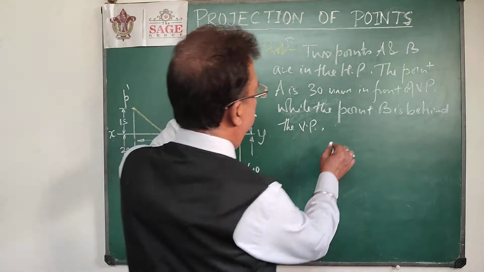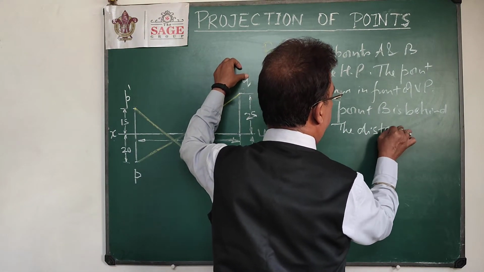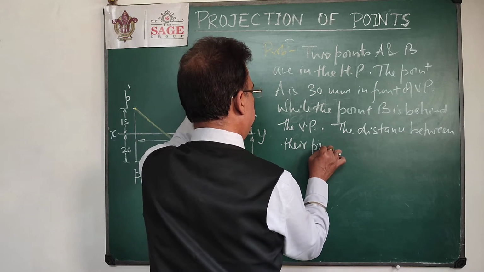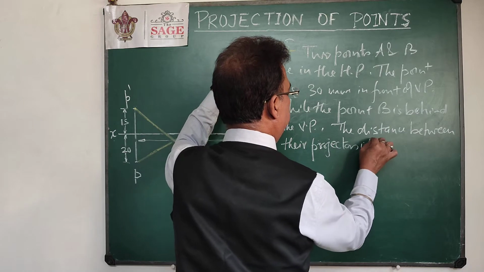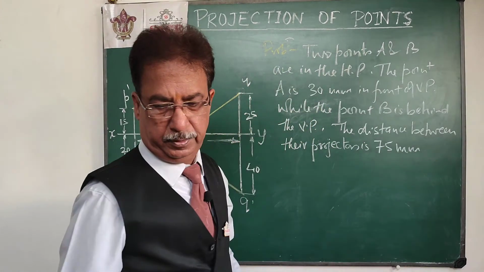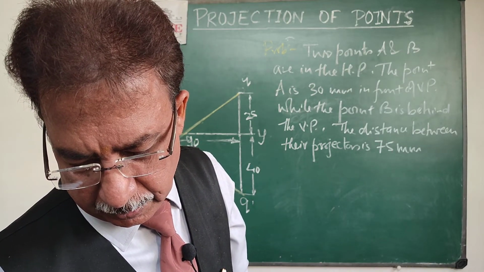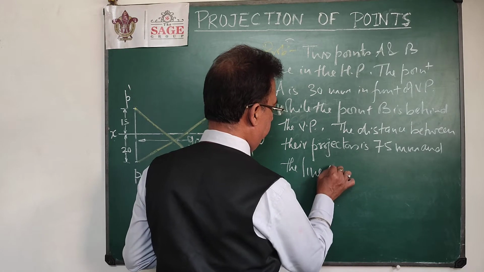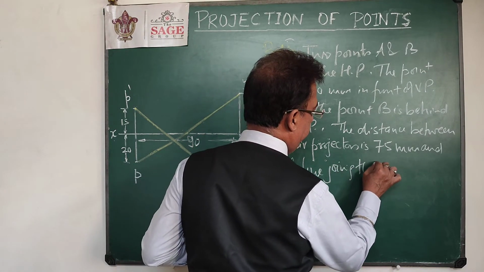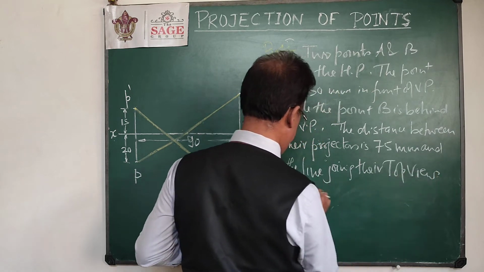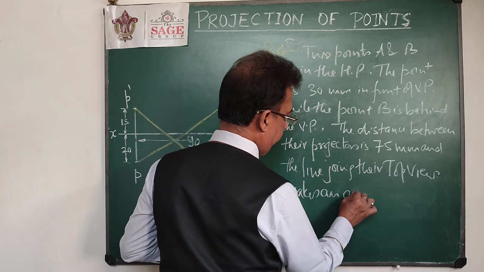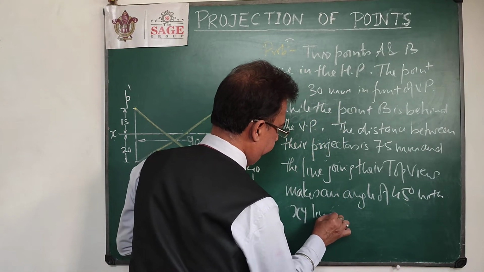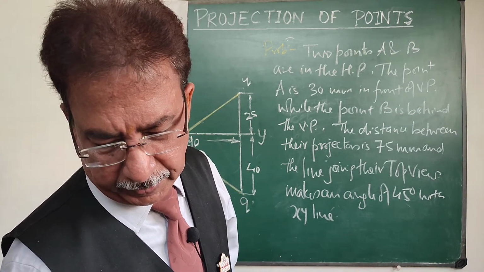The distance between their projectors is 75 mm, and the line joining their top views makes an angle of 45 degrees with the XY line. Find the distance of the point B from the VP.